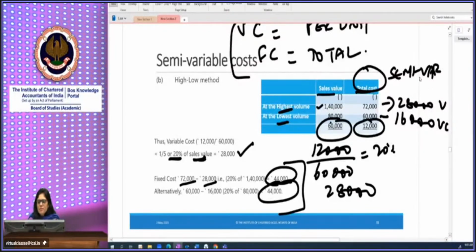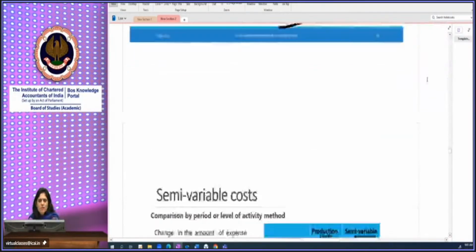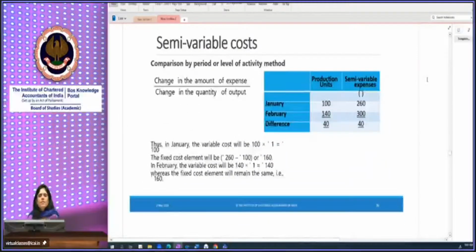Good. So let's move on to the next method. This is change in the amount of expense and output. Earlier was high-low, highest sales and lowest sales. Clear? Here is the production of January, the production of February, and the cost of January and February. So change in the amount of expense, the difference in the amount of expense.